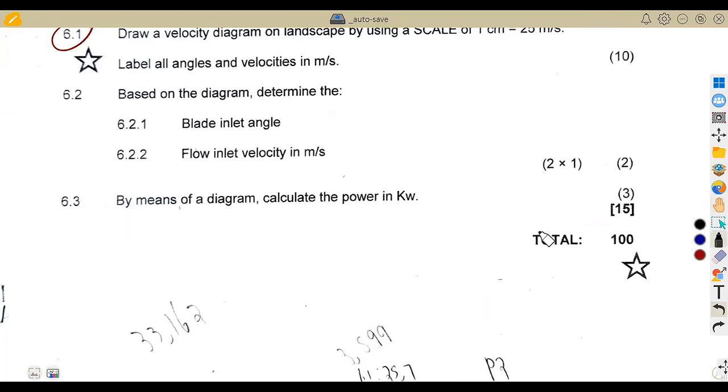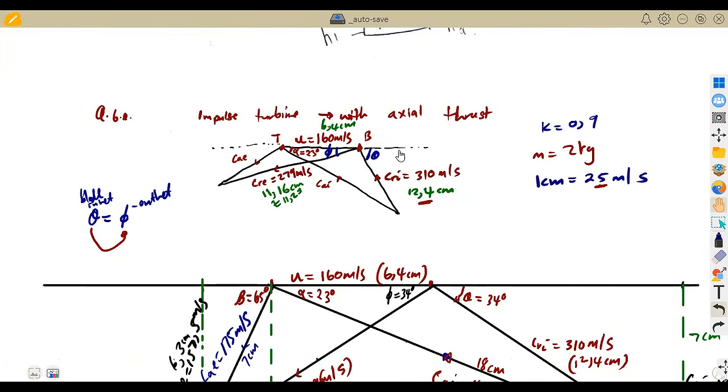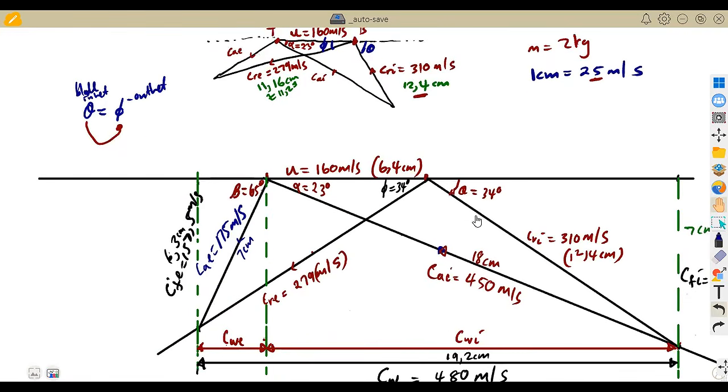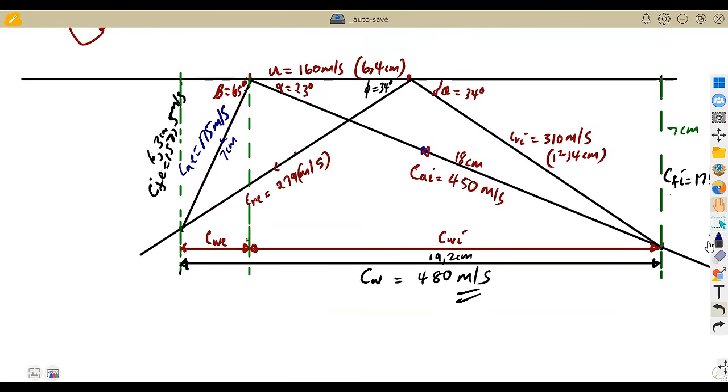6.21, the question now is based on the diagram, determine the blade inlet angle. All right, so the blade inlet, remember we got it here, our theta, which is the blade. So theta here is 34. So we already have this. So that's 6.21. The blade inlet is 34 degrees. The blade outlet is also 34 degrees, okay?